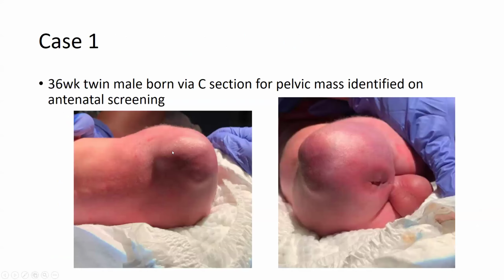So here are some case examples. First case is a 36-week-old twin male. He was born via C-section for a pelvic mass that was identified on antenatal screening, and you can clearly see a mass here that is projecting and making the skin look irregular, very erythematous, but no tenting, and you can see his anus here.